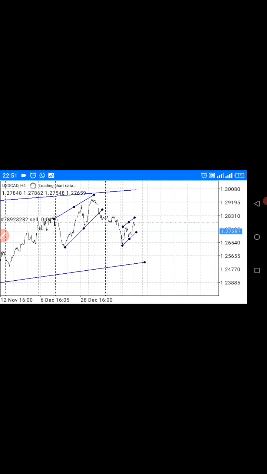So flag is another pattern that I will encourage you to start looking at. Double touch channel, ascending channel or descending channel, and flag pattern. This is how a flag pattern looks like. Something like this is a flag pattern. Something like this, it's a flag pattern. They are 80% continuation. Let's go to Euro US dollar.